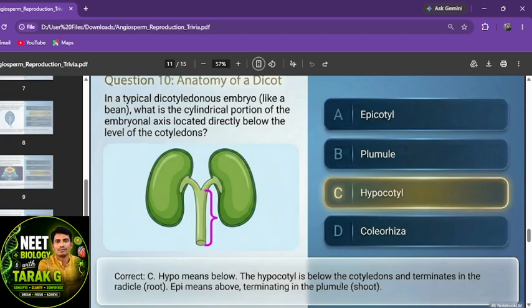The hypocotyl is below the cotyledons. These are the two cotyledons, right? Below them it is present, and it terminates in the radicle, the root. Epi means above, terminating in the plumule, the shoot, right? So here the hypocotyl is the correct answer. Got it? I hope you are clear. These are five objectives. Thank you.